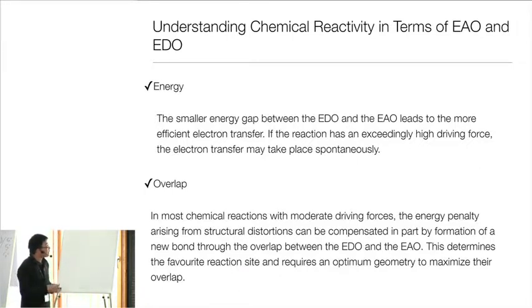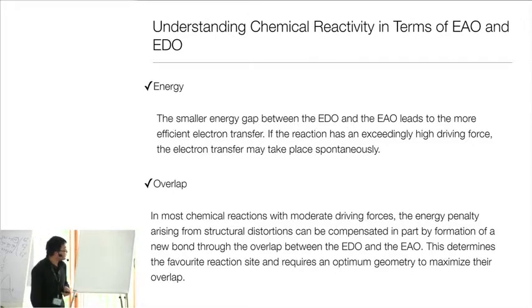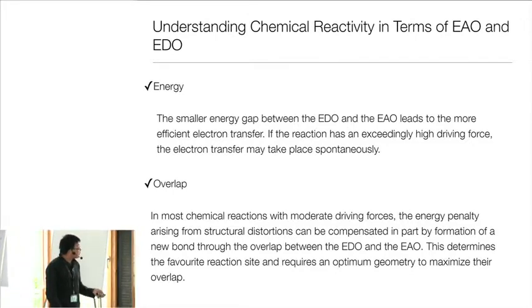So you want to look at these two players, figure out how they overlap, and then you can generate the initial guess for the transition state geometry. That's the way we thought about it. And then you can determine the reaction site.